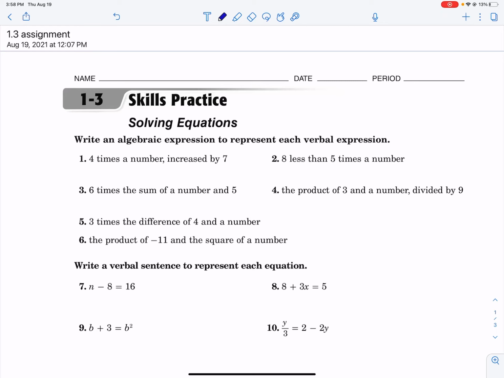Hi everyone, we're going to go ahead and start with 1-3 solving equations.